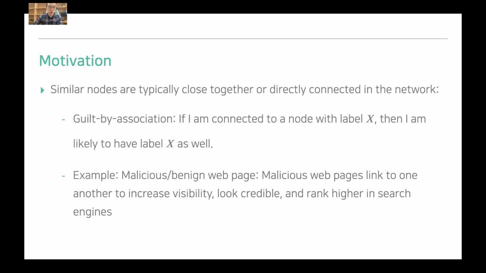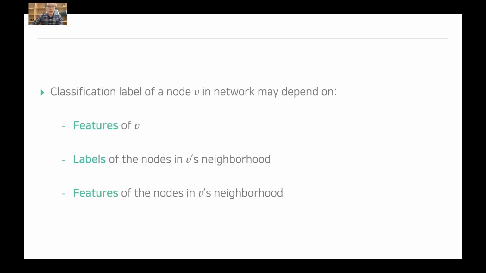So in your favorite web page, in malicious and benign web pages, you are likely to find the links are created from similar nodes. So the classification label of node V in a network may depend on the features of V and labels in their neighborhoods, the features of the nodes in the target V's neighborhood. So we don't know the label of the node V, but instead we know about the features.